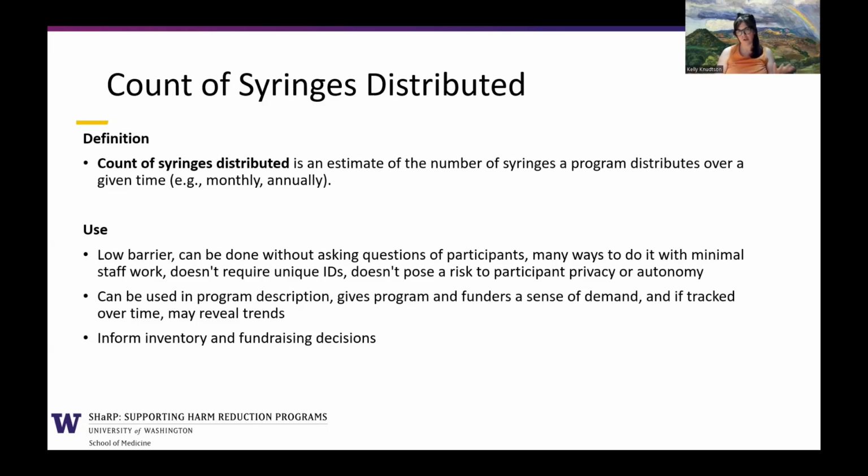So the use section includes information on why the indicator was selected, potential uses for program improvement, and potential uses for advocacy. For this one, count of syringes distributed was selected because it met our standards of ethical, flexible, and quality. It can be collected in a low barrier way. There's no need to ask participants. There's various ways to do it that involve minimal staff time. It doesn't require a unique ID, and without a unique ID, it doesn't pose a risk to participant privacy, confidentiality, or autonomy.